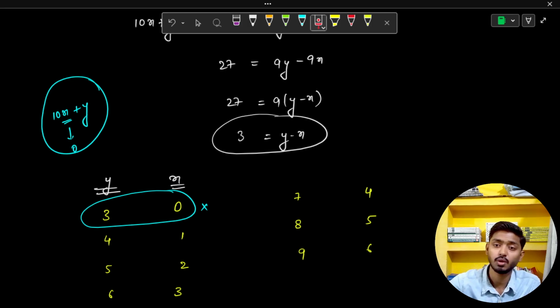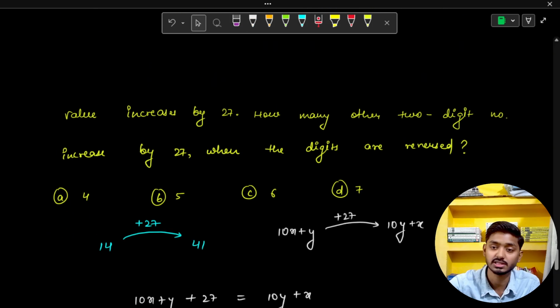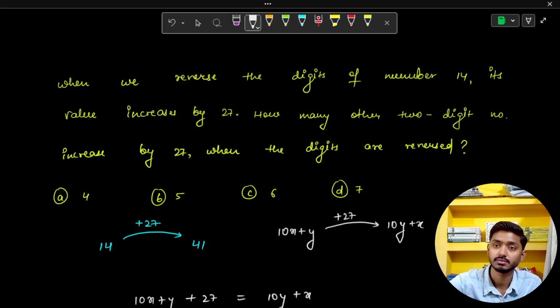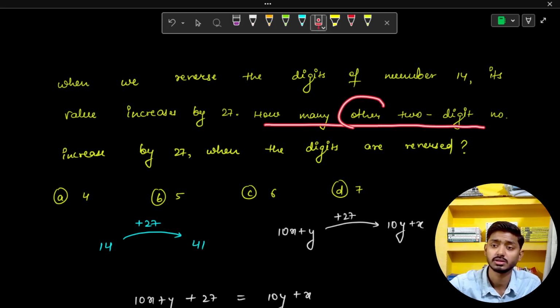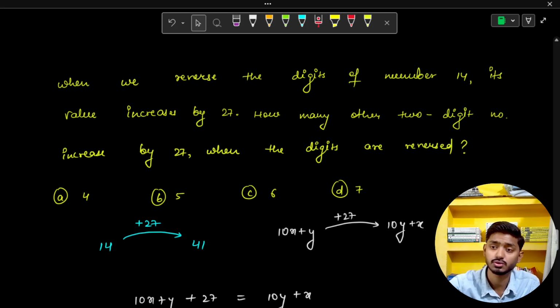But if we observe, 14 has already been talked about. We were already given 14, and the question asks how many other two-digit numbers. What does other mean? Except for 14. You are not supposed to count 14.